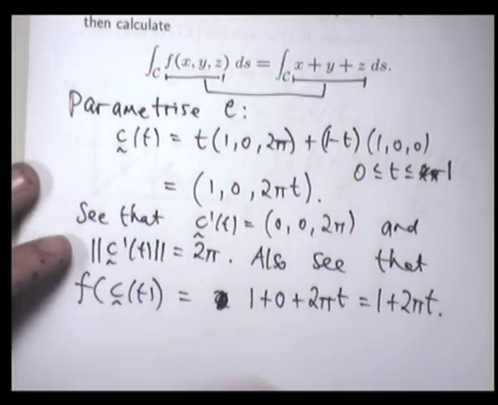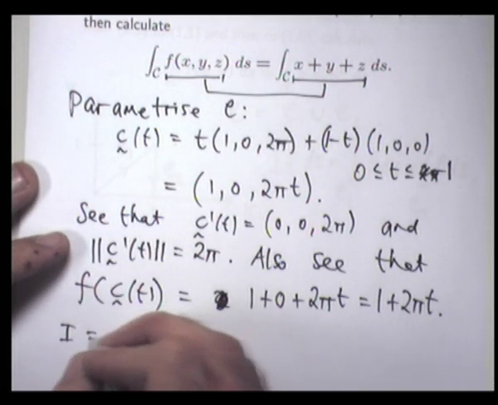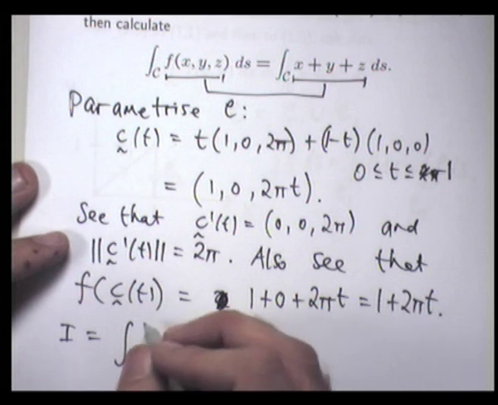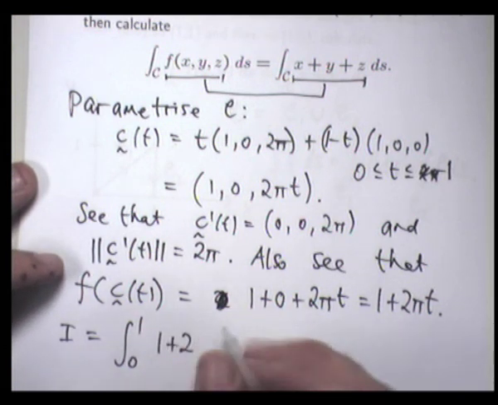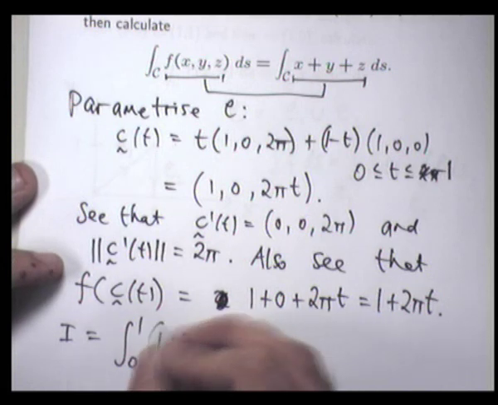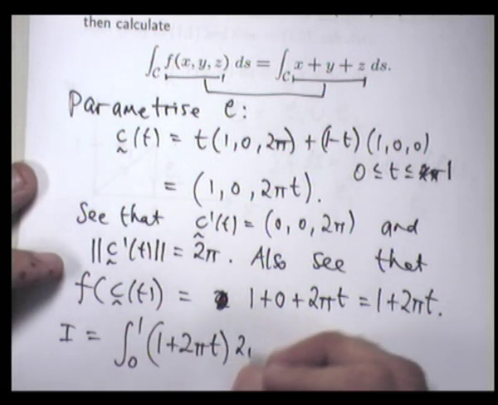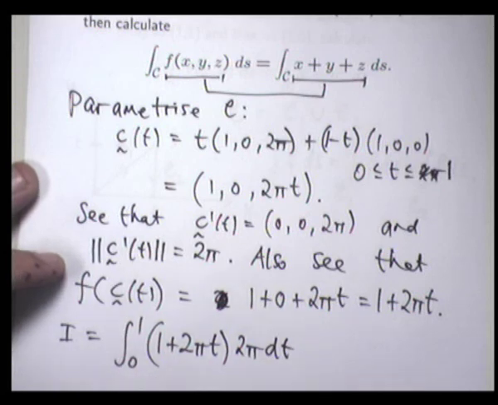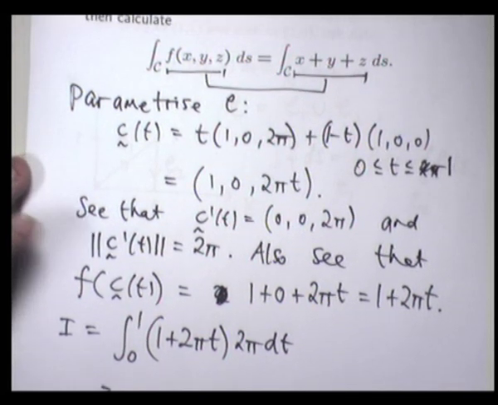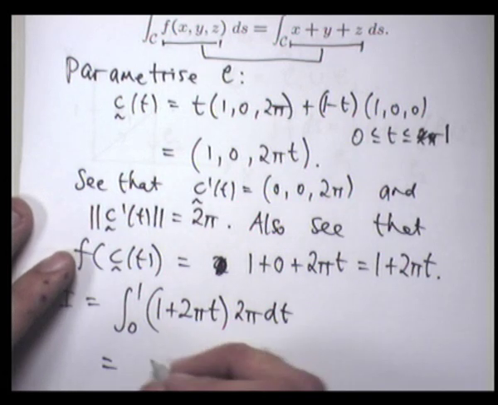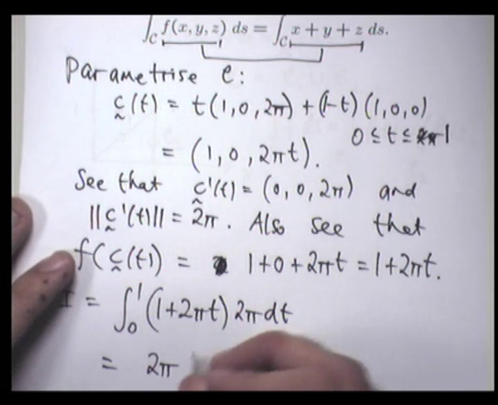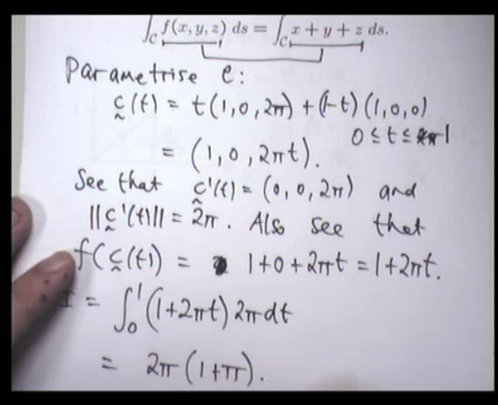All right, so we put the magnitude and f of C together and integrate them. So the integral I is going to be, what's it going to be? It's going to be 1 plus 2 pi t times 2 pi dt. So again, we've broken it down to an integral that we can easily evaluate. And if you work that integral out, you should get the following.